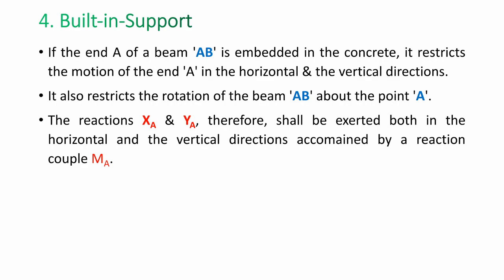And if the end A of the beam AB is embedded in concrete, the next support is the built-in support. In the first case we took the roller support and the knife edge support. Next we took the hinge support and the roller support. In the fourth one, one end of the beam AB is inserted in the wall. What kind of motions is it going to restrict? There we can see graphically the two ends A and B, and A is inserted in the wall.